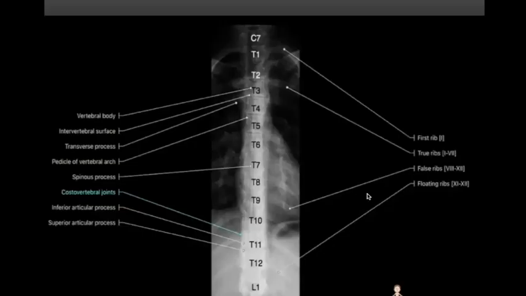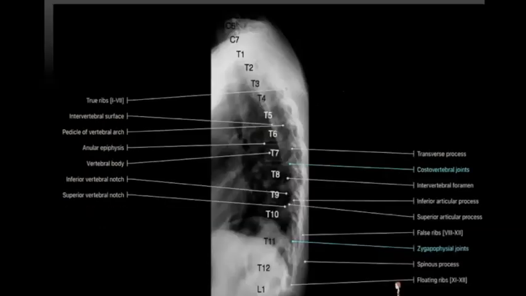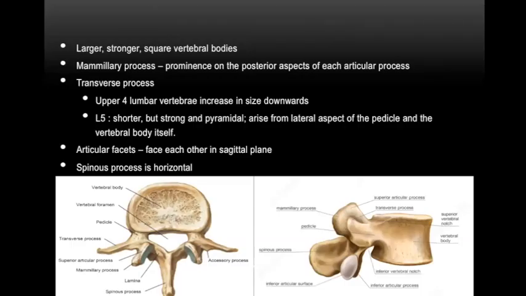All right, so these slides only showing you the anatomy, the normal anatomy of thoracic vertebra on AP and also lateral view. So these are the ones that we need to see on radiograph when reviewing the radiographs.